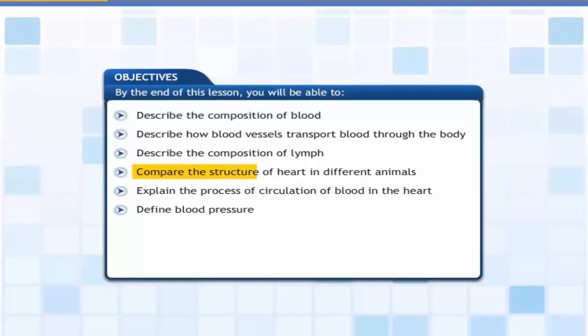Compare the structure of heart in different animals. Explain the process of circulation of blood in the heart. And define blood pressure.